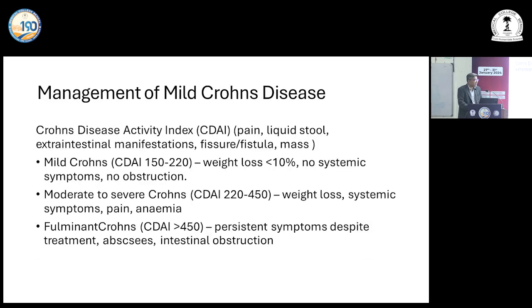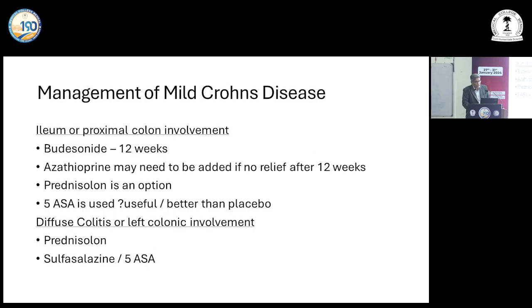So if you go to mild Crohn's disease, I will very briefly touch on how we assess it. There are two things: Crohn's disease activity index and Harvey-Bradshaw index. So this is quite often used. You can use your app and do a CDAI score quite easily. There are multiple factors, and what we see is that the CDAI is around 150 to 220. It's a mild disease. More than 450 is severe. In between is moderate, and you can assess it by doing the score, but mainly it's the weight loss and the systemic symptoms which often affect it.